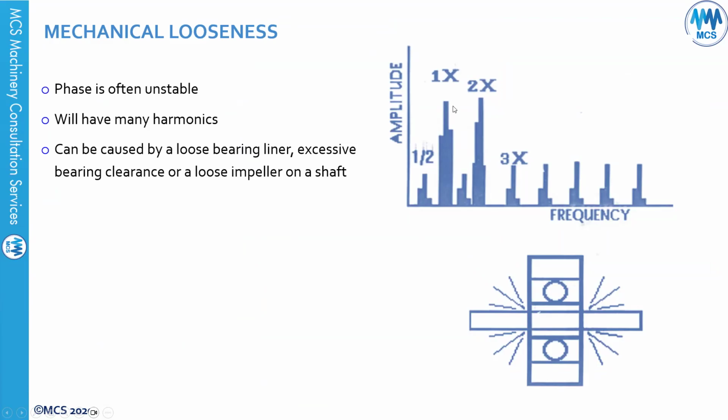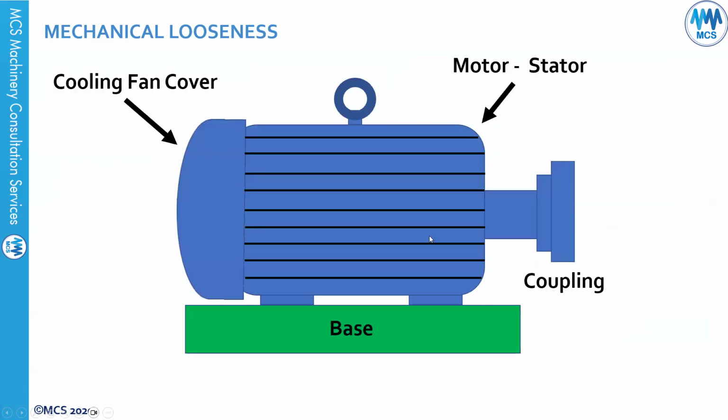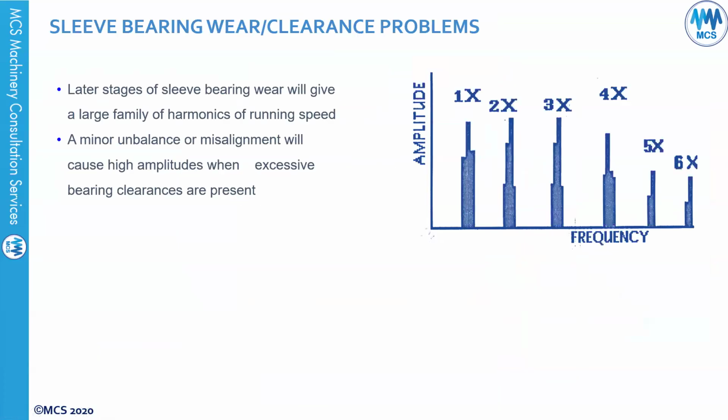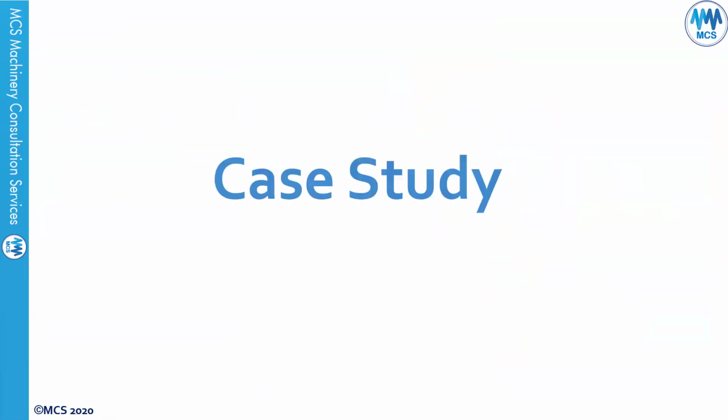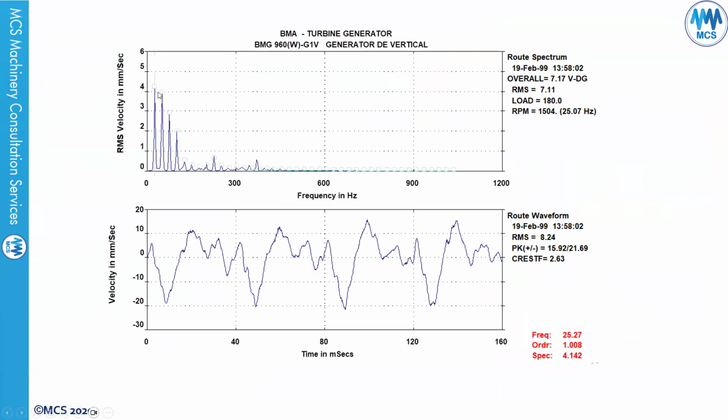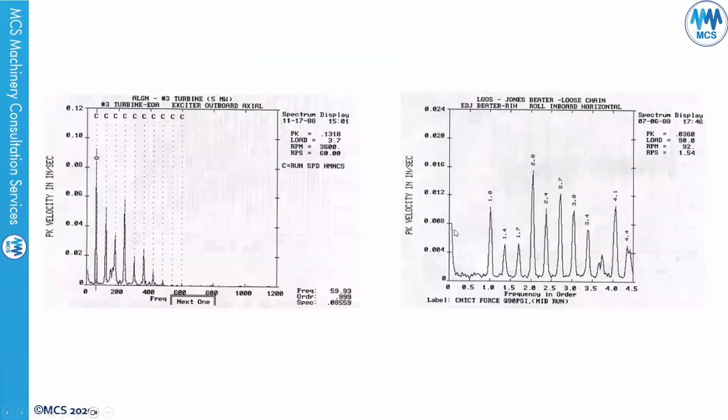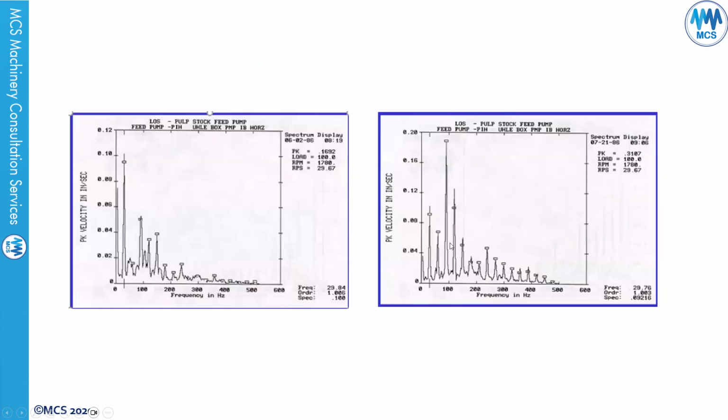Mechanical looseness will cause 1x and harmonics. If you have a loose cooling fan cover, it can cause mechanical looseness and 1x with harmonics. This is 1x with harmonics, an indication of a looseness problem.